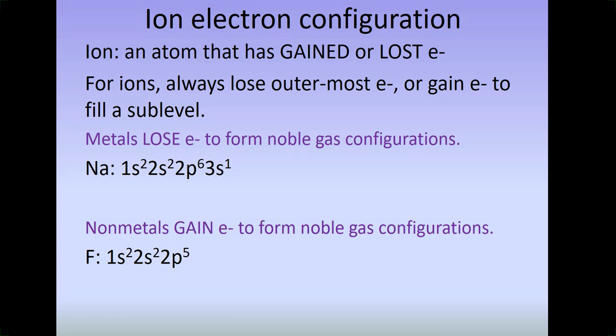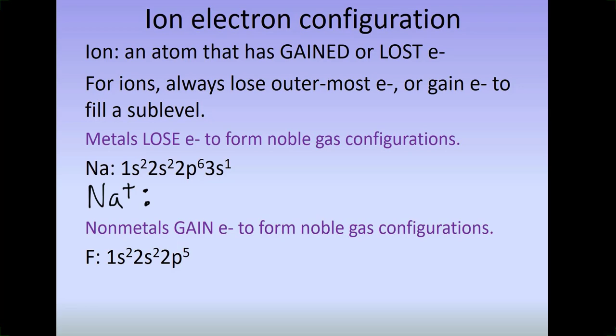Metals lose electrons, and they lose enough electrons that they form noble gas configurations. So let's look at sodium right here. Here is the electron configuration for sodium, and when we look for a sodium ion, that is Na+. And we'll explain how I know it's just a +1 and not a +2 or +3 a little bit later on. So notice it is a +1, but you don't write the 1, you just write a little plus sign there. And that is saying that it lost 1 electron.